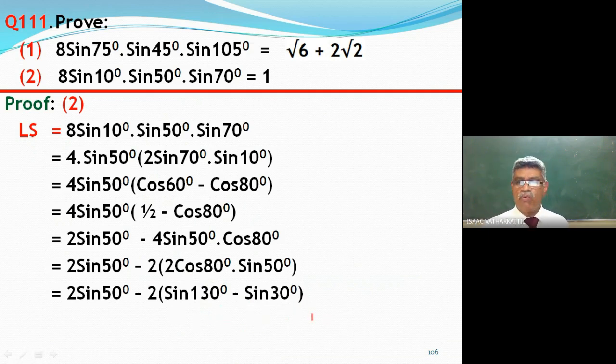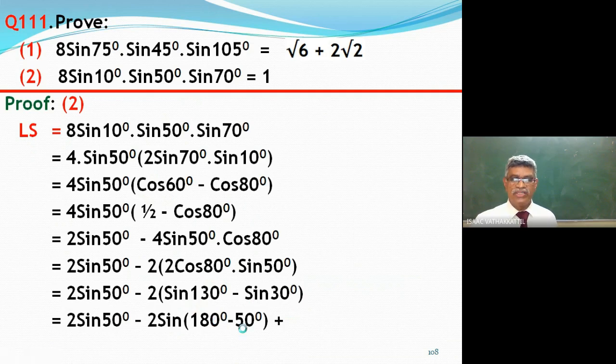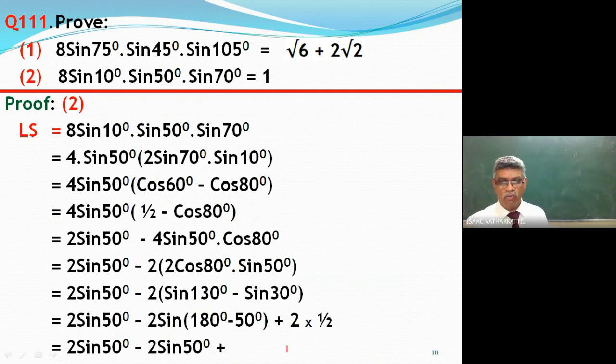Sin 30 is 1 by 2. Sin 130 is nothing but sin(180 minus 50), and sin(180 minus theta) is sin theta. So 2 sin 50 minus 2 sin 50 plus 1, which is equal to 1. Go through it carefully, you will get it, no problem.